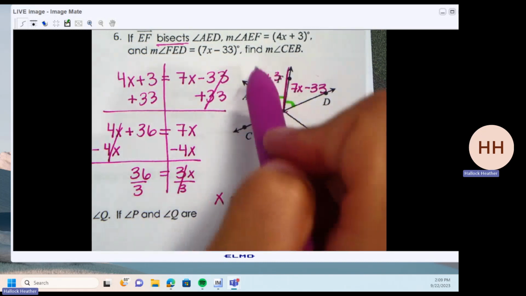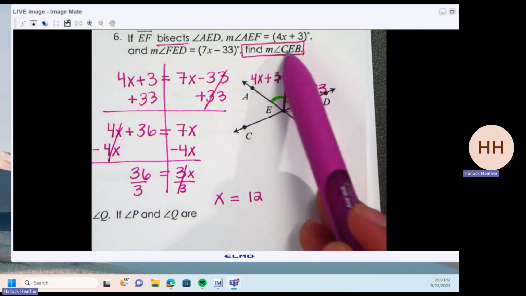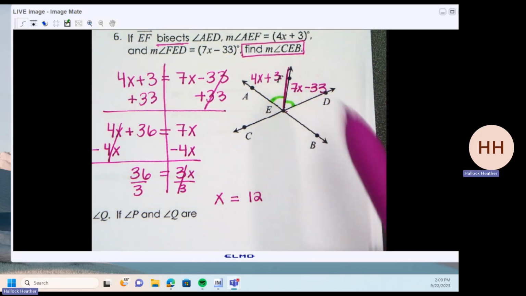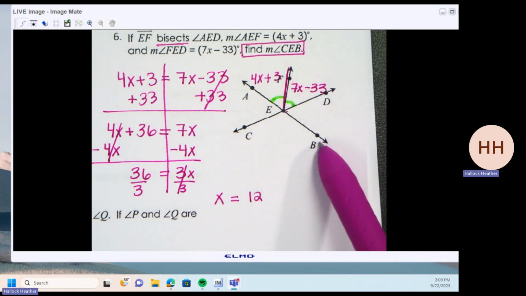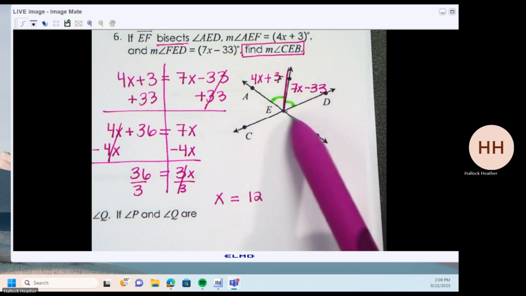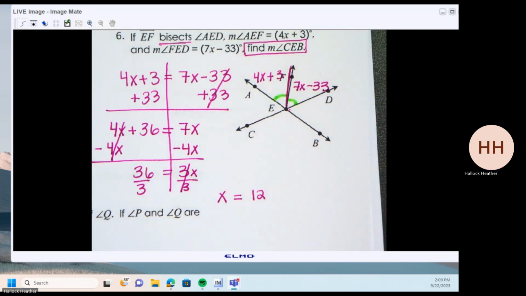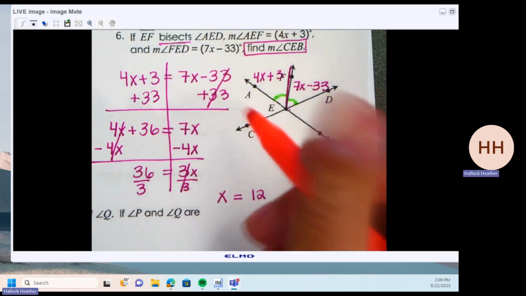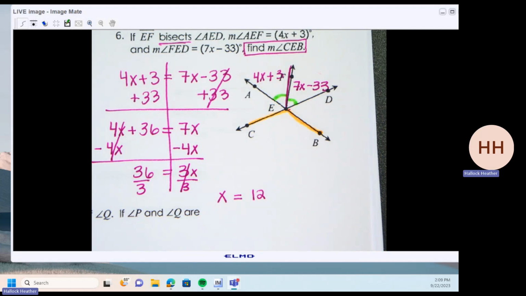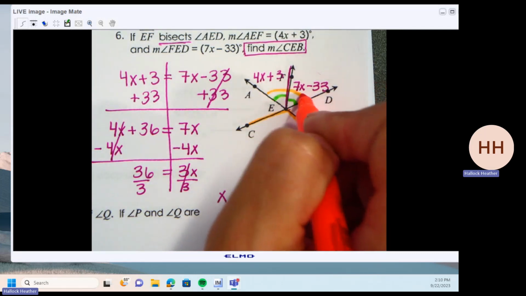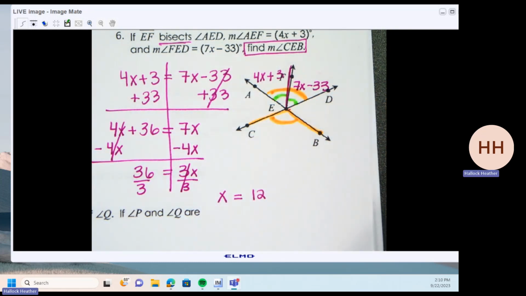And this is what I mean. It says find the measure of angle CEB. So if I start at C and I go to E and I go to B, that's talking about this bottom angle. It's talking about this whole thing right here. CEB is here. I know that it's vertical to this whole angle together. They're vertical angles.